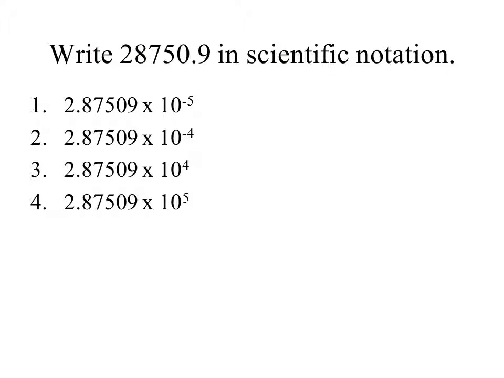Why don't you try this one on your own? Let's convert 28,750 to scientific notation. If you chose number 3, you are correct. 2.8 is between 1 and 10, and since the original number is more than 1, it should be a positive exponent. You also move the decimal point over 4 spaces to the left.